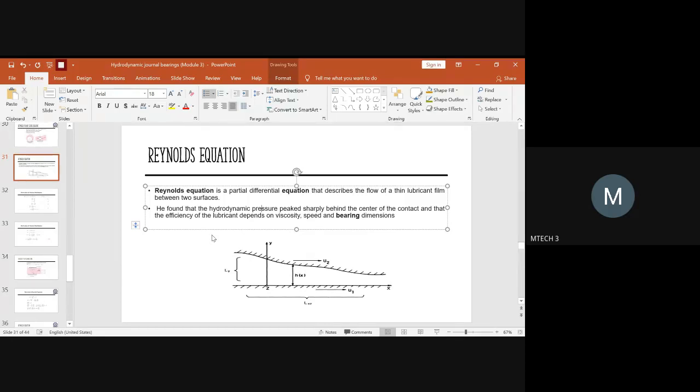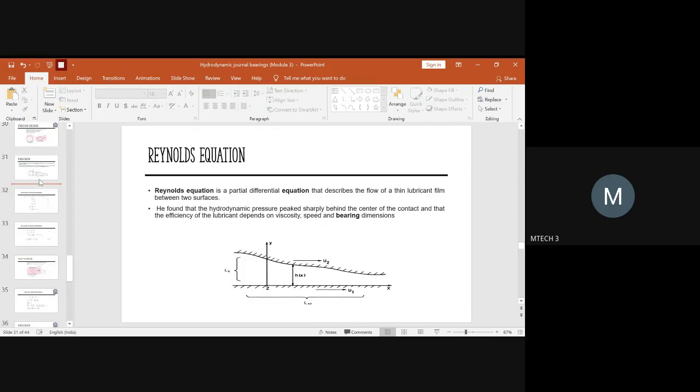So all these parameters will mainly affect how well the lubricant can provide a smooth flow with a reduced amount of wear and friction. That shows how efficient the lubricant is. And this efficiency mainly depends on viscosity, speed, and bearing dimension. So these are the things you have to keep in mind. These are just the prerequisite data you have to understand.